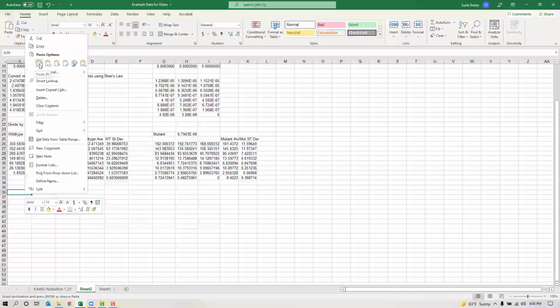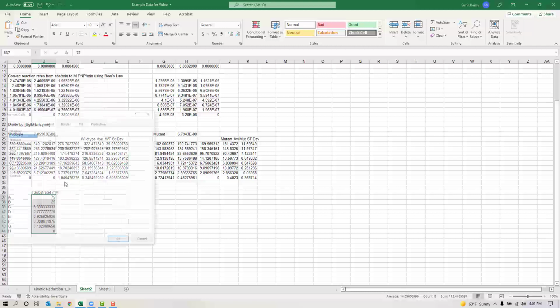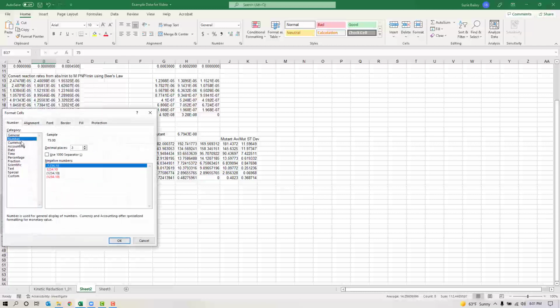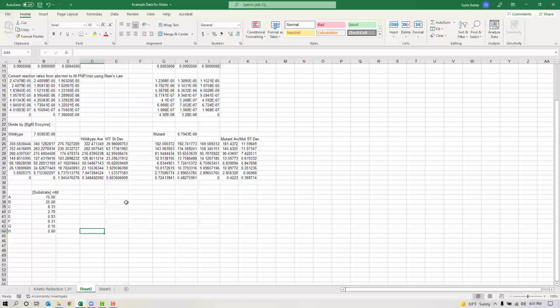These are going to be our x-axis values, right? These are our x-axis values. We don't need that many decimal points. I'm going to format these as a number and go down to 2 decimal places. That's a little more reasonable. All right, so now I'm going to copy my averages and my standard deviations so that they're down here next to my substrate values, which are going to be my x-axis values.